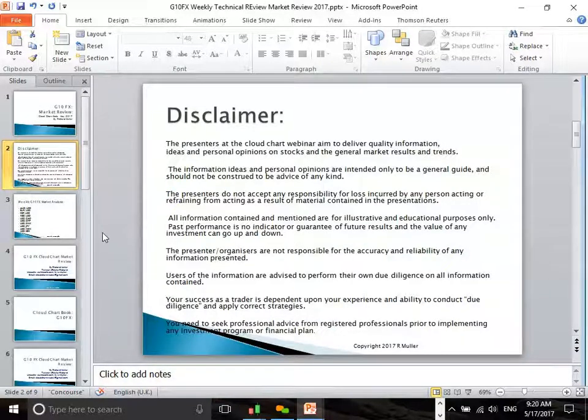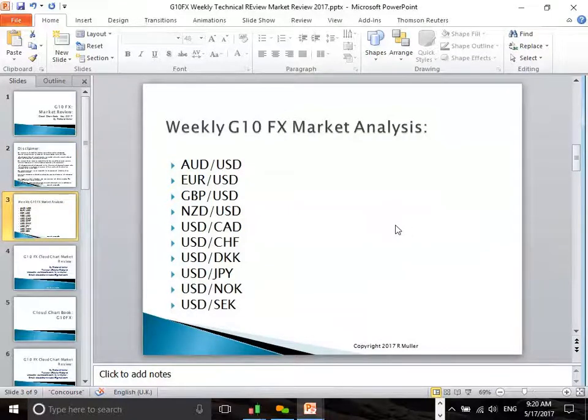There's the usual disclaimer. This is just pure technical analysis research being provided, and no buy and sell recommendations. It's not investment advice. The currency pairs we'll be looking at today are the G10 FX main major currency pairs and the cross rates.